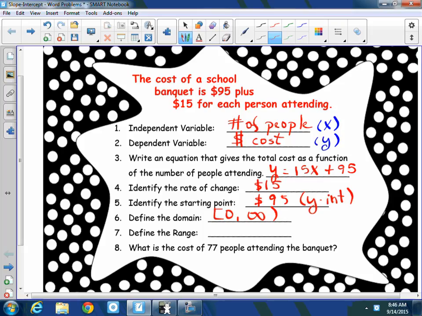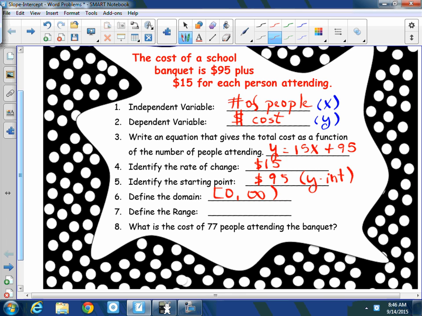Would somebody want to do range? What would the range be, Mario? Bracket 0. So I don't pay anything? What's the range? The range is what? It's your y, correct? Come on, help him out. Very good. To infinity. Very good.